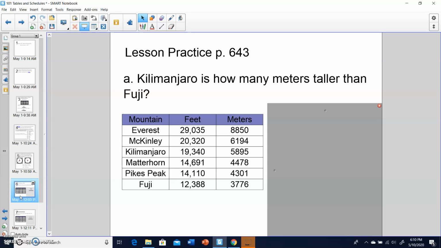Okay, let's go on to lesson practice on page 643. We're using the same tables and schedules that we had in our previous examples, the table from example 1 and the schedule from example 2, to answer the first questions. A, Kilimanjaro is how many meters taller than Fuji? Here we have Kilimanjaro, and here we have Fuji. Go ahead and solve it.